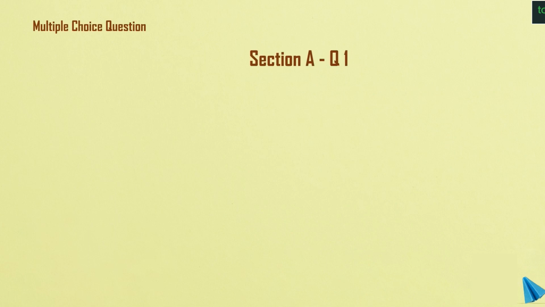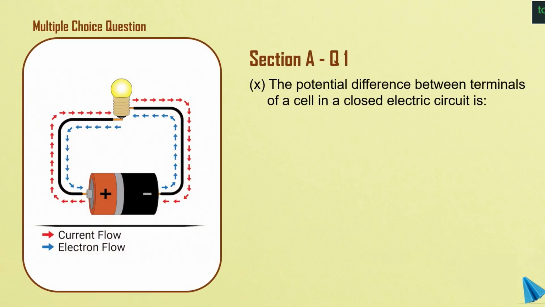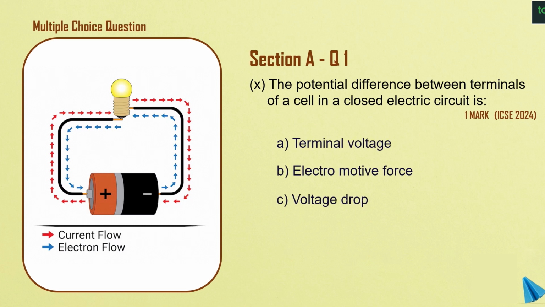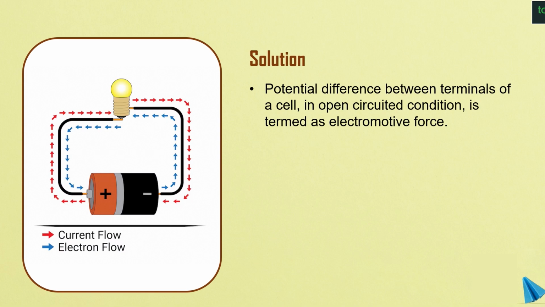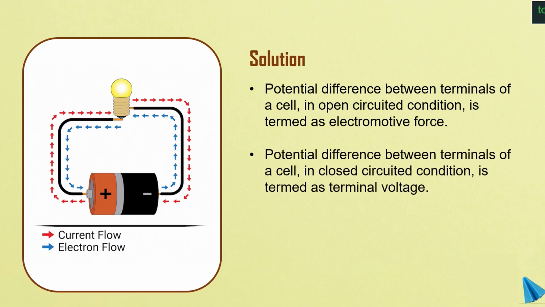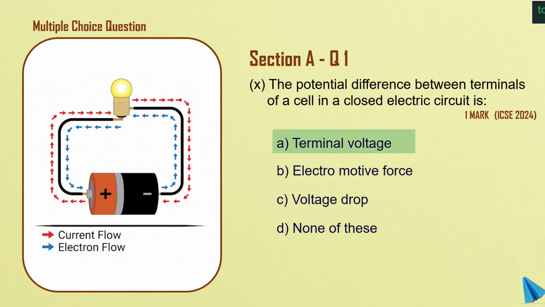Let's continue further. Let us have a look at the next question now. It says the potential difference between terminals of a cell in a closed electric circuit is terminal voltage, electromotive force, voltage drop, none of these. Let us see the solution. The potential difference between terminals of a cell in open circuited condition is termed as electromotive force. The potential difference between terminals of a cell in closed circuited condition is termed as terminal voltage. So what is the right answer? Terminal voltage is the right answer or the correct answer.